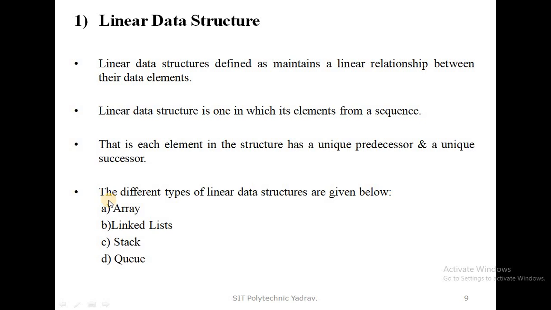Next point, the different types of linear data structures are given below. First, array; second, linked list; third, stack; and fourth, queue. These we are studying one by one in the next slides.